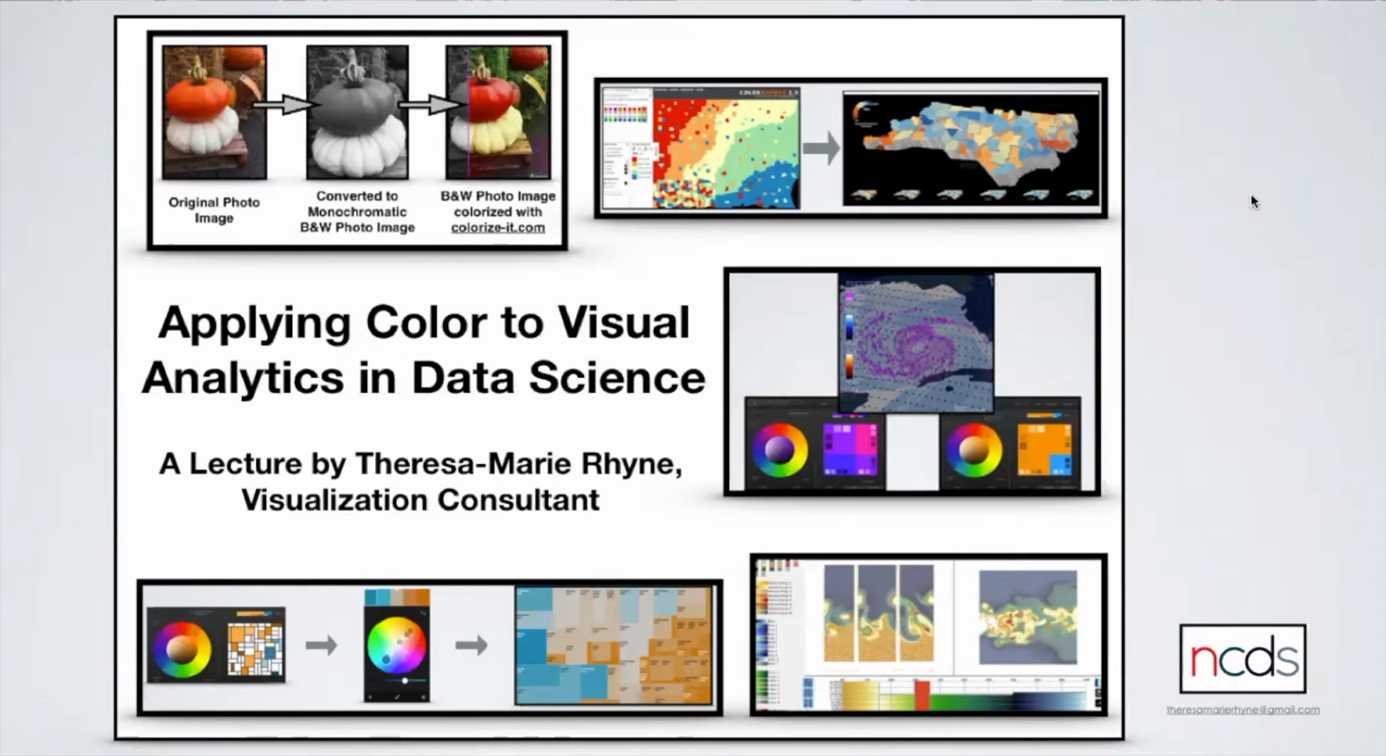Theresa-Marie is an expert in the field of computer-generated visualization and a consultant who specializes in applying artistic color theories to visualization and digital media. She has consulted with Stanford University Visualization Group on a color suggestion prototype system and with the Center for Visualization at the University of California, Davis, and the Scientific Computing and Imaging Institute at the University of Utah on applying color theory to ensemble data visualization.